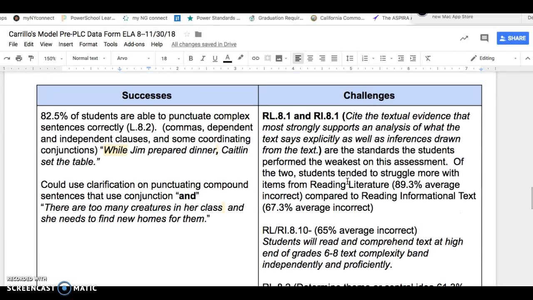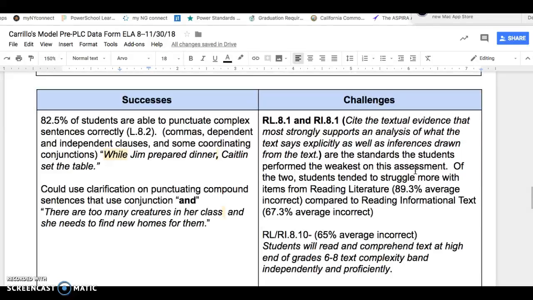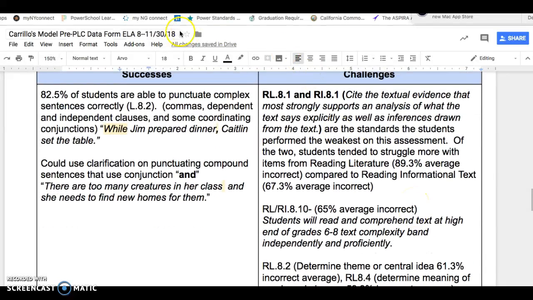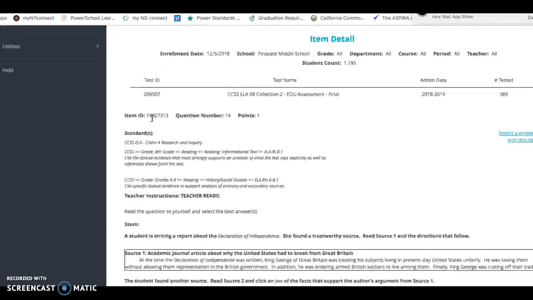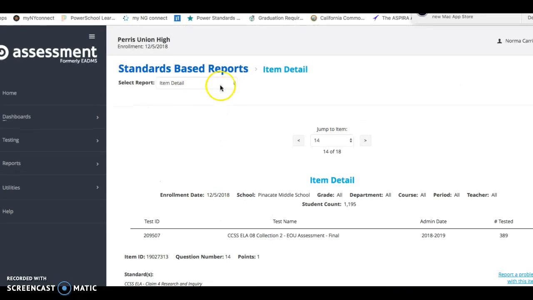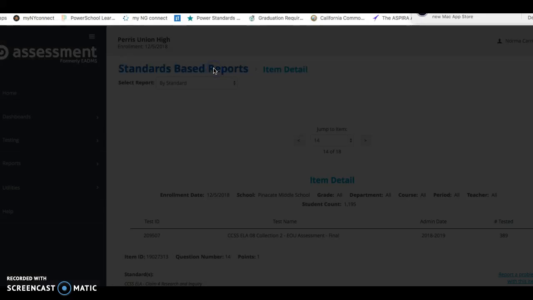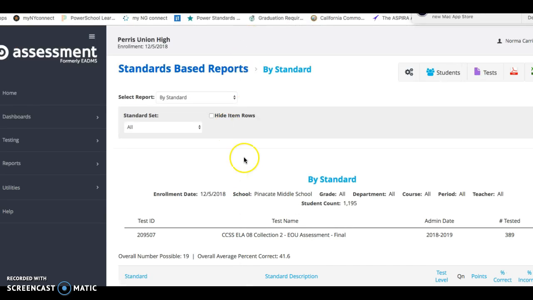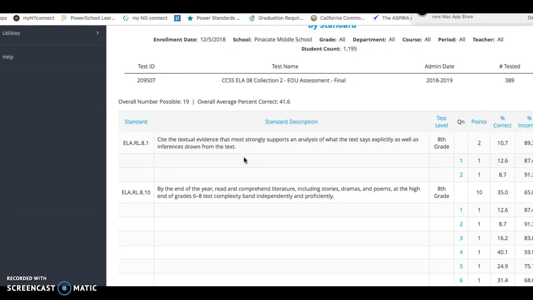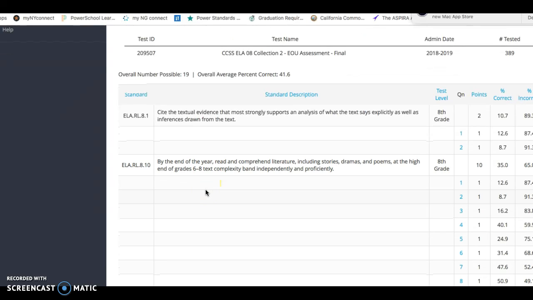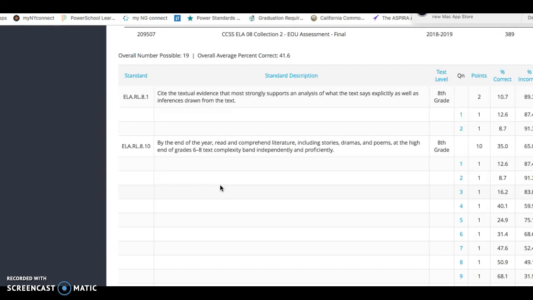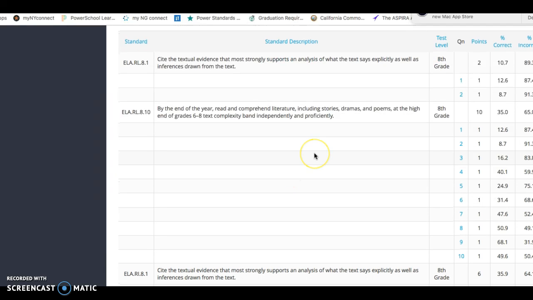So going back to successes and challenges, you would have to go back and forth through your items report, navigating between the item detail report and the bystander report. Okay, so in order for you to find those elements in our items that could have confused our students. So we looked at some questions for reading literature. We looked at some informational items.